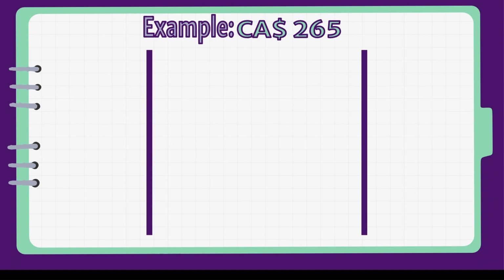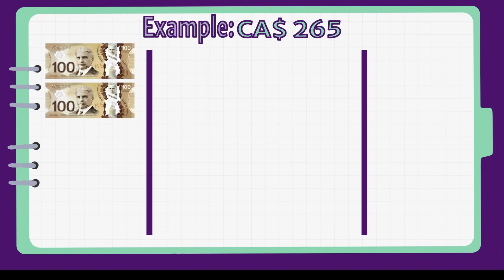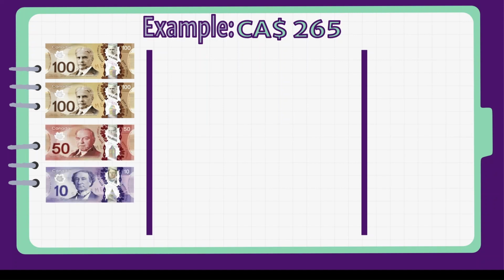Let's try an example with money. We have an amount which is $265. Let's see how we are going to decompose it. First, I can represent it by two $100 bills, one $50 bill, one $10 bill, and one $5 bill. This gives me the sum of $265.